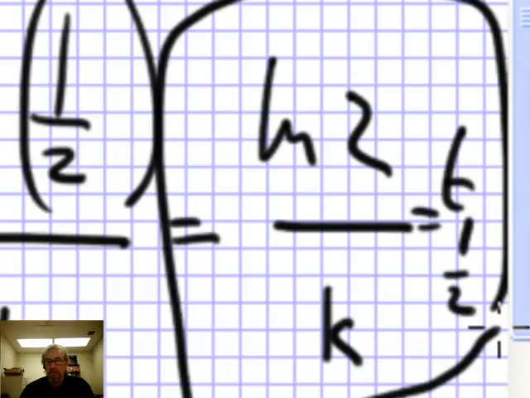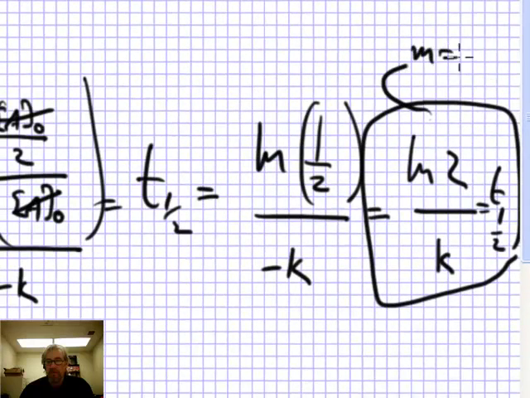So this is the half-life for first-order reactions. It doesn't depend on the initial concentration at the beginning of the half-life. Every half-life is going to be the same for a first-order reaction. You may have seen that before in some form in a math class.